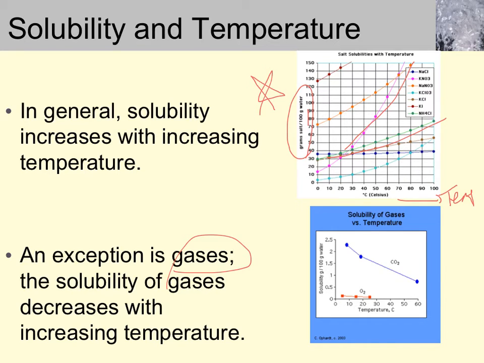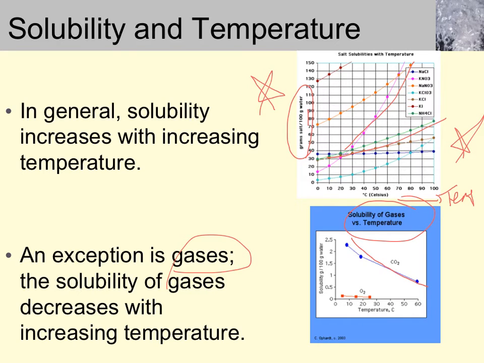If you open a container of Coke, you know there's dissolved CO2 in it, and if you were to put that container of Coke on a hot plate, what would happen? You'd be bubbling out that CO2. So the solubility of gases decreases with increasing temperature. No surprise there. But for almost every other material, solubility increases with temperature.